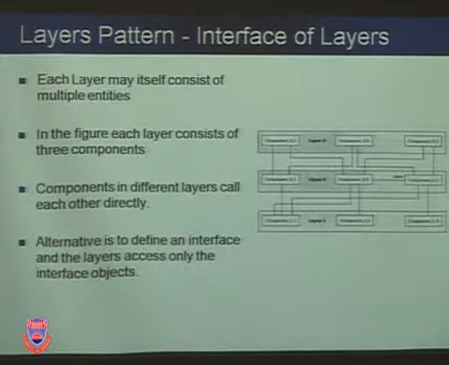Each layer may itself consist of multiple entities, which we have seen. So layer 3 consists of 3 components. Components in different layers can call each other directly. Alternative is to define an interface, as we have seen also before. We could define a common interface where all the components can address.